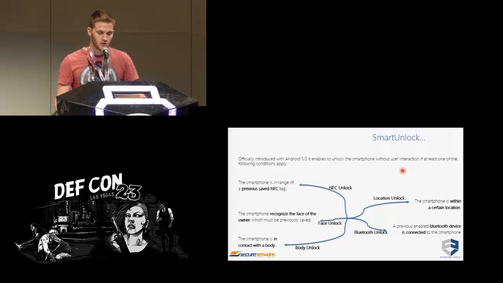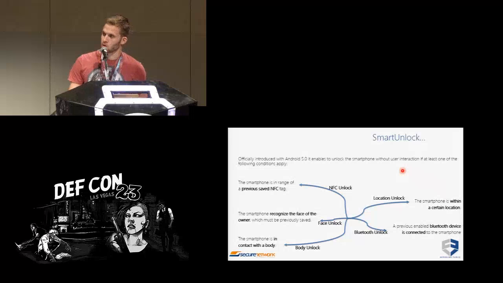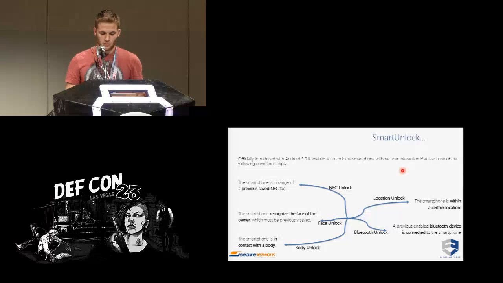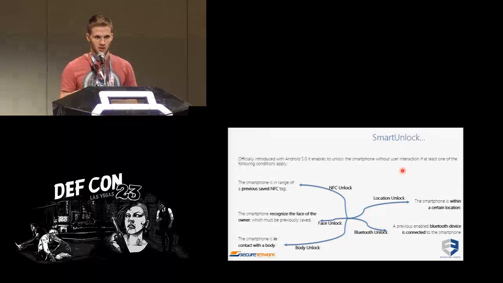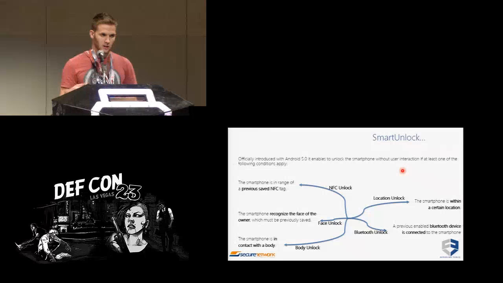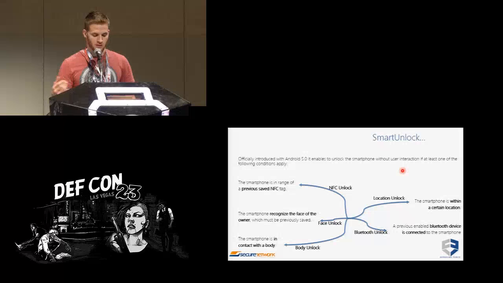It's a feature introduced in Android 5.0 Lollipop, and it enables the user to unlock the smartphone by bypassing the lock screen if some conditions are met. Those conditions can be location unlock, in which the user can set a geofence, and if the phone is within this geofence, the Android smartphone is automatically unlocked. Then we have the NFC unlock, in which the device must be near an NFC tag previously saved, and if so, the device automatically unlocks.